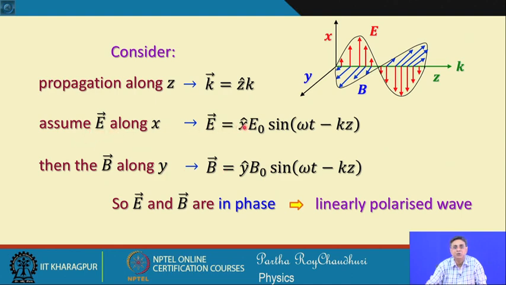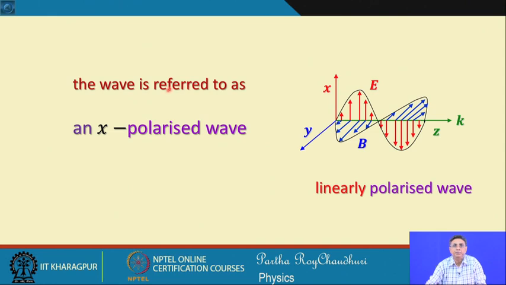If I consider E equal to x unit vector E0 sin(omega t minus kz), then B will be oriented along the y direction, as we have seen. So, B equal to y unit vector B0 sin(omega t minus kz), and you can see from these two equations that E and B are in phase. This situation, where the electric field is restricted to one particular coordinate direction and the magnetic field is also restricted to one particular coordinate direction, is called a linearly polarized wave. This is how we represent an x polarized wave. The situation where the electric field vectors are along the x direction, we call an x polarized, linearly polarized wave.